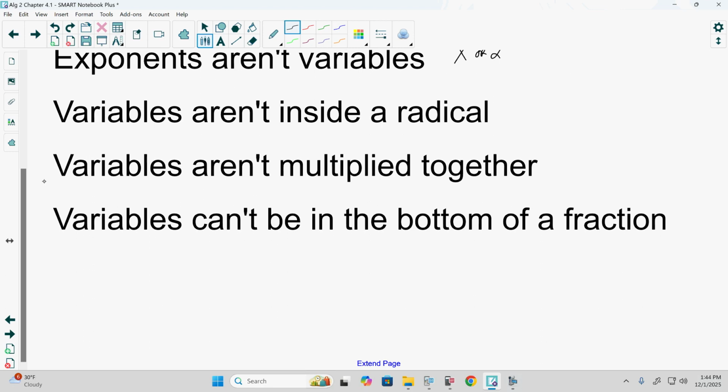Variables aren't inside radicals. We cannot have the square root of x, the cubed root of x. Numbers, that's fine, because the cubed root of 8 is just 2. It's a number. We cannot have a variable inside of a radical. We also can't have different variables being multiplied together. I can't have x times y. That would not be a polynomial function, a polynomial expression. We can't have variables being multiplied together, and variables cannot be in the bottom of a fraction. We can't have 1 over x.